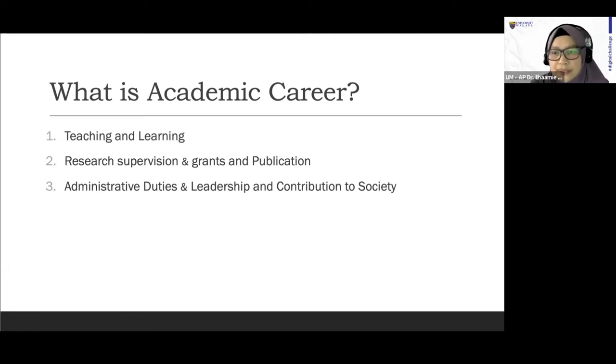How to publish? This is from our grant output, which is research output, and also from our supervision, the postgraduate output, whereby these students have to publish at least two journal articles. Finally, our main task as an academic is to do some administrative duties. About 10% is allocated for administrative duties, and you also need to contribute to the society.